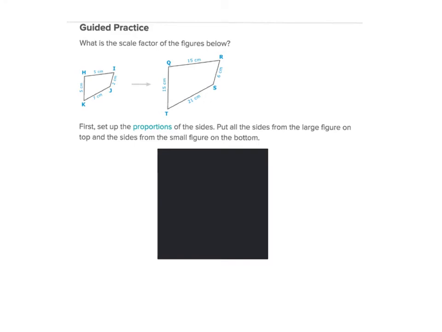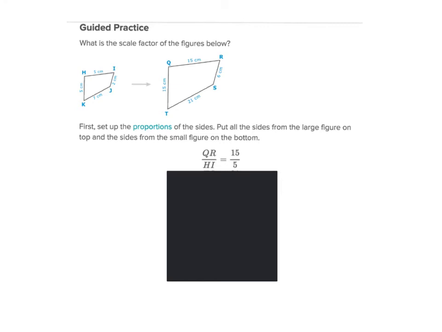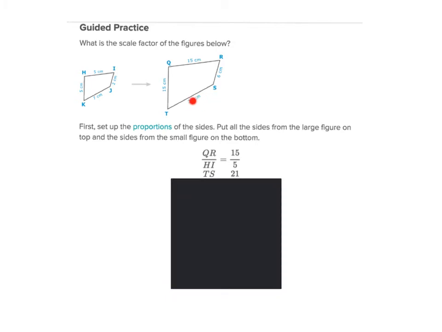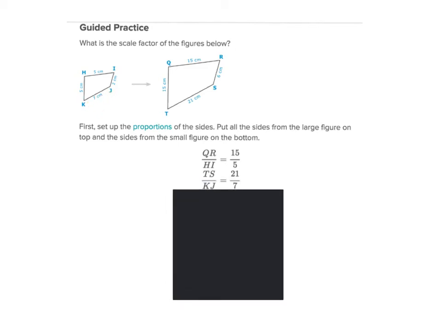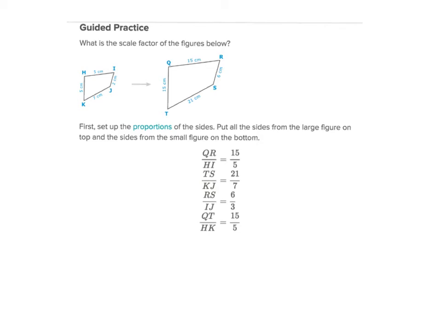Here's another one. What is the scale factor between these two figures? So first we set up the proportions. So corresponding to side QR, that's this one, is side what? That's right, side HI. So 15 to 5 would be that ratio or proportion. And then side TS, that's this one down here, corresponds to KJ, that's this one down here. So that's 21 to 7. And so here you go, you can see them all here. Are these similar? If you simplify all those proportions, you get a scale factor of 3. That means that the figures are similar.